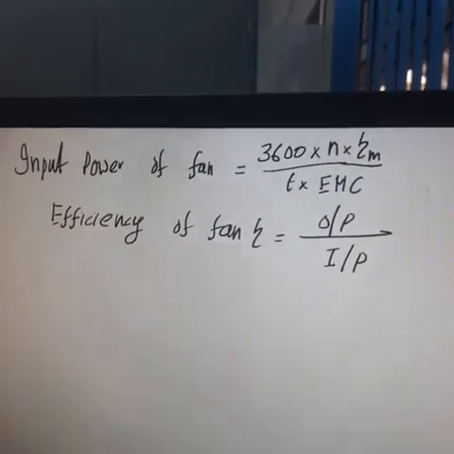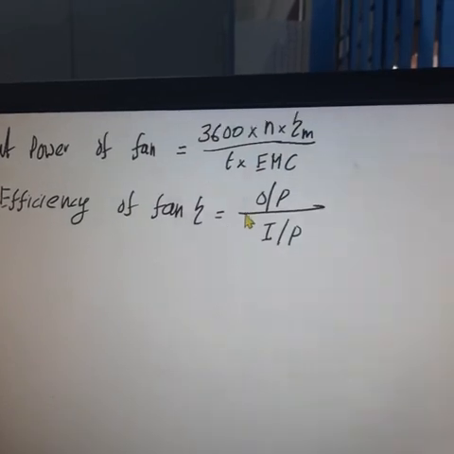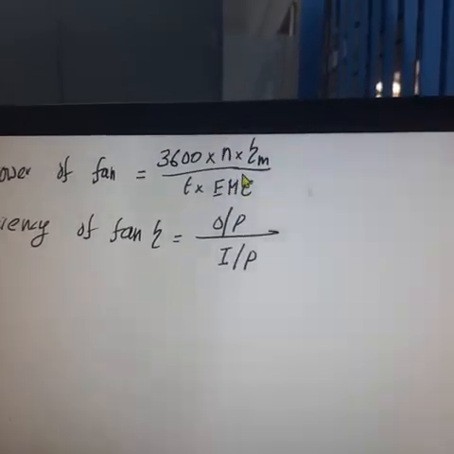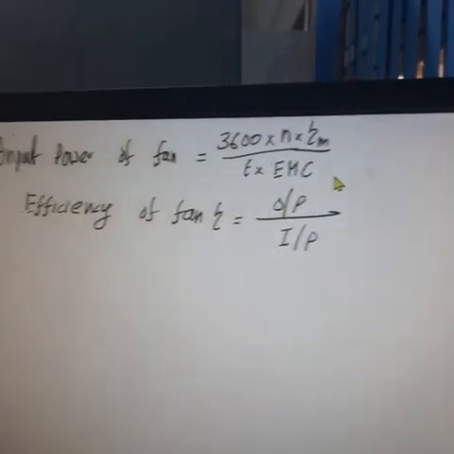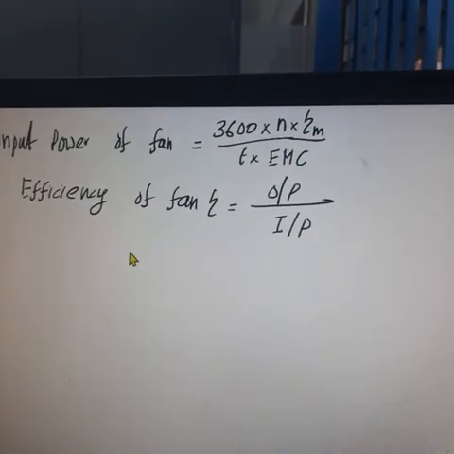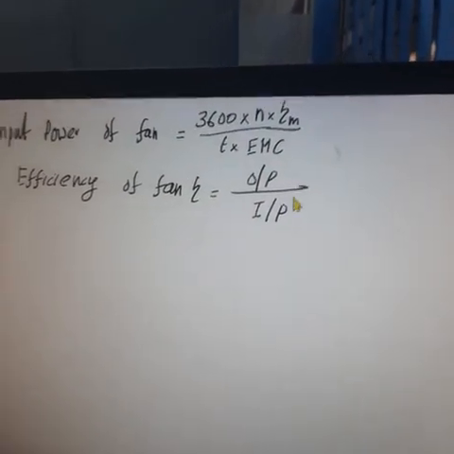The input power of the fan is found using this formula: 3600 into N into eta m divided by T into EMC. And efficiency is ultimately found as the ratio between output power and input power.